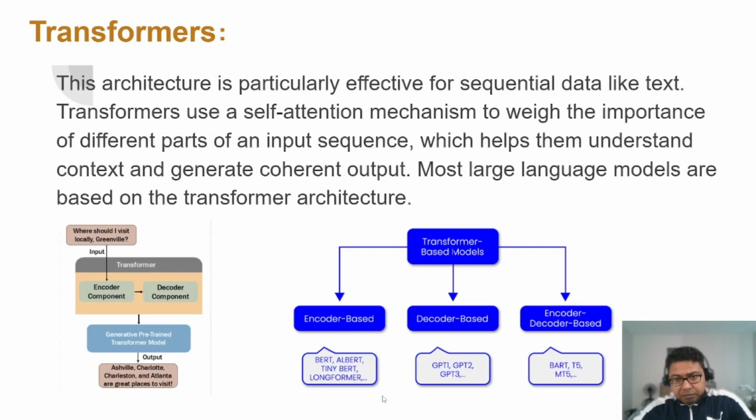So these are the different LLM models. Encoder based models are BERT, ALBERT, TinyBERT. Then decoder based models are GPT-1, GPT-2, GPT-3, and then encoder-decoder based models are BART and T5, MT5. So this is another way to generate text.